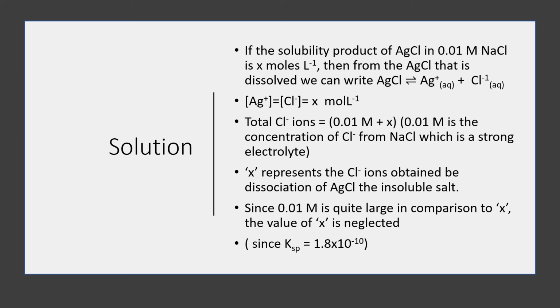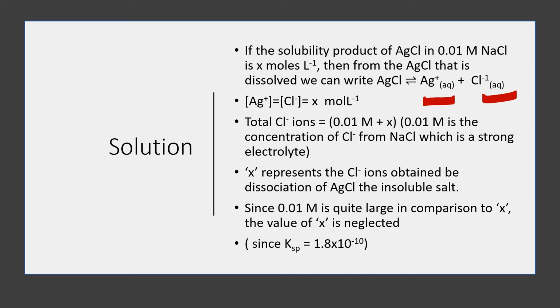The solubility of silver chloride in 0.01 mole per liter sodium chloride is X moles per liter. So we are assigning a value for the solubility of silver chloride to be X. Then from AgCl that is dissolved, we can write this equation. AgCl reversibly gives you Ag positive plus Cl minus, or Ag positive is equal to Cl minus because the coefficients are 1 and 1 for both of these. Therefore, they both have the same value of X. That's what we have here.